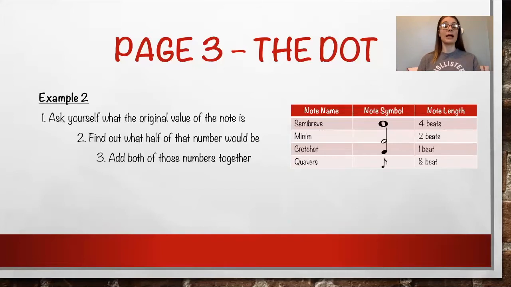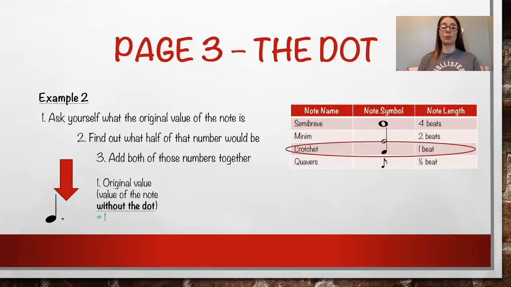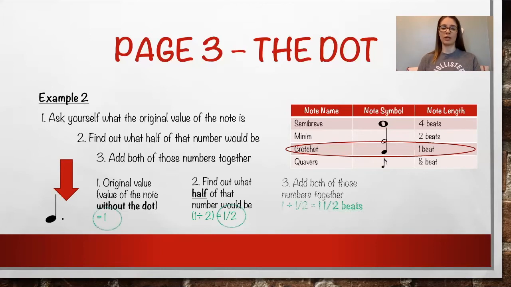Example number 2. Again, ask yourself what the original value of that note is, find out what half of that number would be, and then add both of those numbers together. This time we have a dotted crotchet. Looking at the table, we know that a crotchet on its own without the dot is worth 1 beat. Step number 2 is to find out what half of that number would be. 1 divided by 2 is a half. If you had 1 whole cake, cut it in half and gave half to the other person, you would be left with half and the other person would have half of the cake.